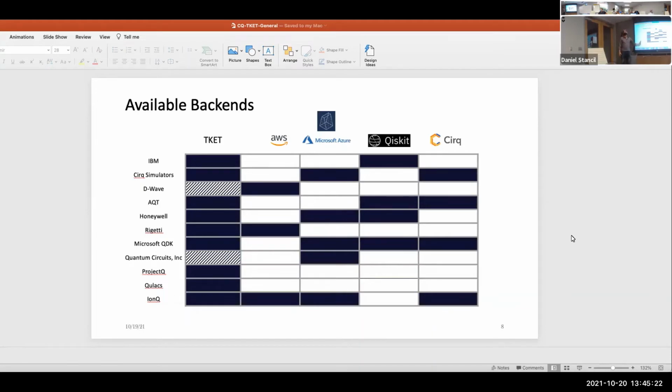Just to emphasize how universal this is, a comparison of the backend support of Ticket compared to the other platforms. So you see that if you use Qiskit or Cirq, you could use it on that platform by that company, and then maybe a few others. But if you use Ticket, you can use it on everything. So if it's black, it means the support already exists. The shaded ones mean it could exist in the very short term.